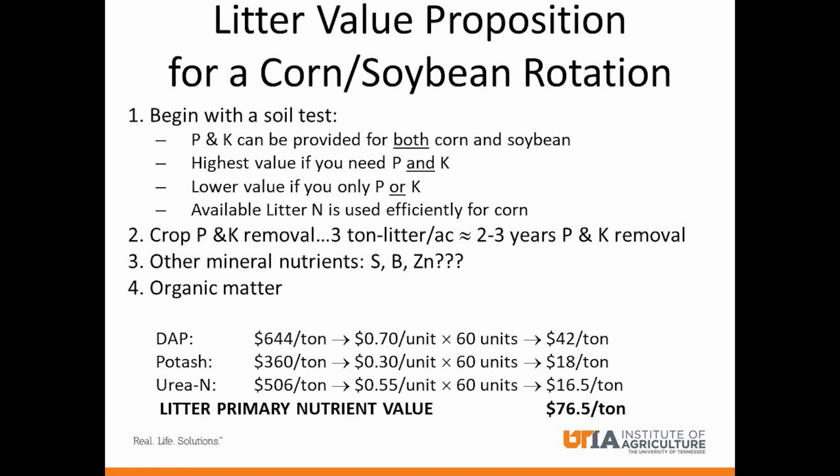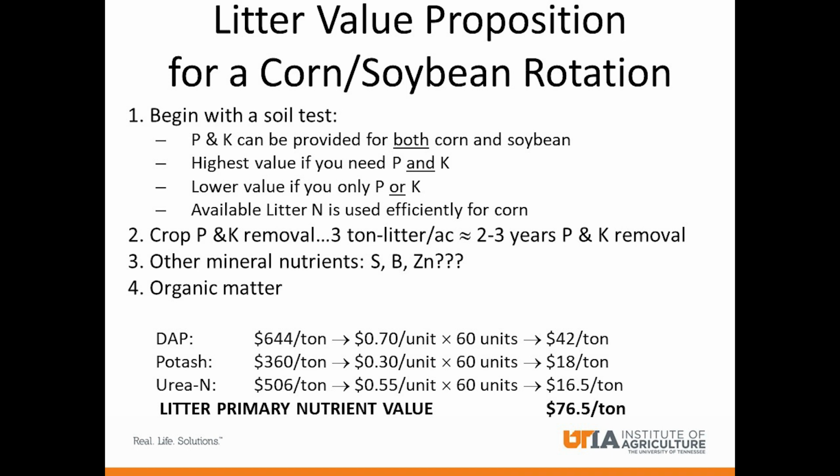So that's where the value of the litter is going to be maximized, where you have a field that is testing low to medium in phosphorus, potassium. It's a lower value for the litter if you don't need one of those two mineral elements. If you don't need phosphorus, then you really can't count the value of the phosphorus in the litter. When you're considering purchasing, that's something that you need to keep in mind.